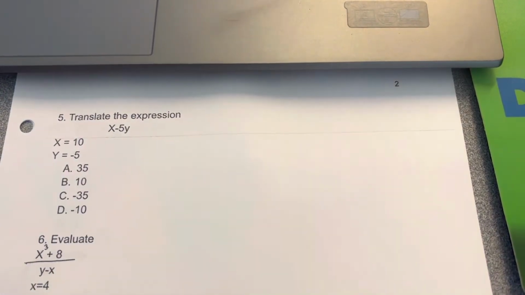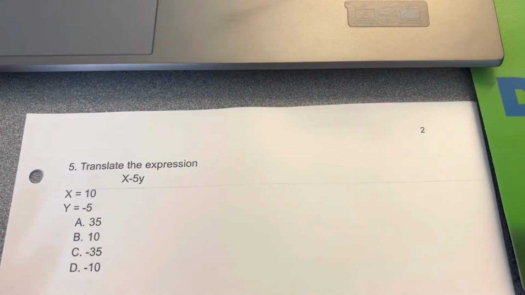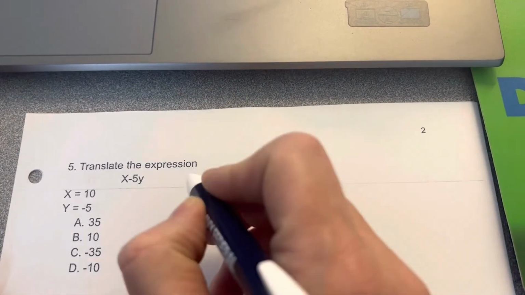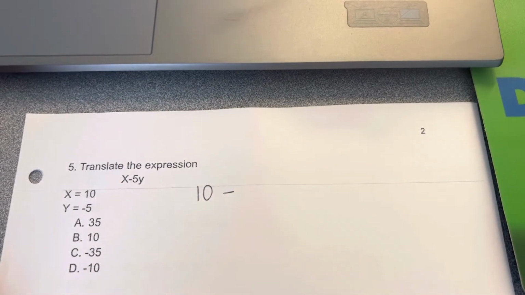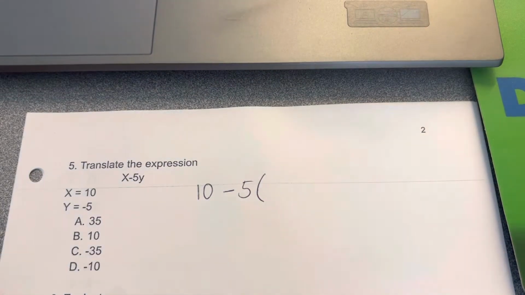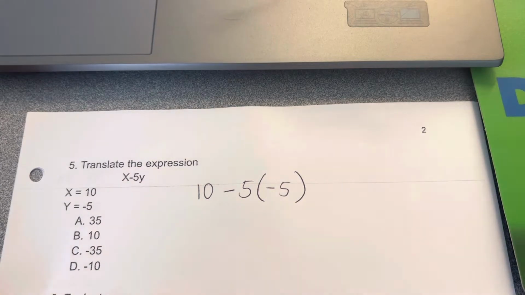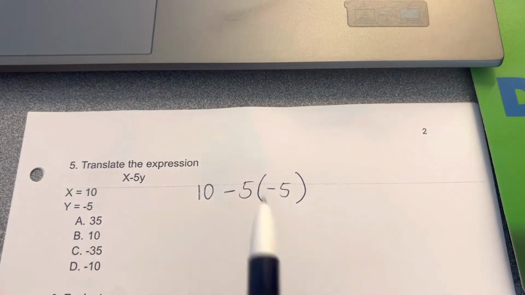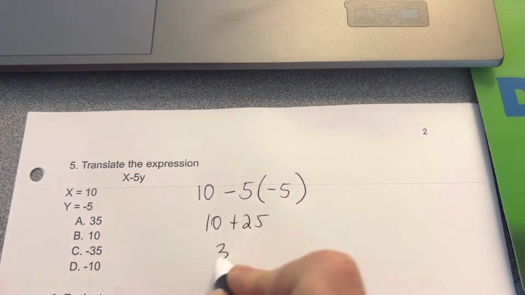All right, number 5. We have x minus 5y. What we're going to do is substitute our values. So x is 10, minus 5, and we put our parentheses, that's for multiplication. Y is negative 5. And we're going to solve this. By hand, negative times negative is positive, so our answer would be 35.